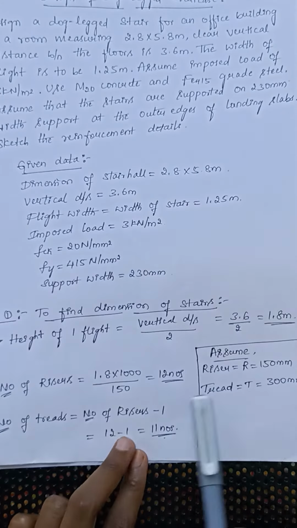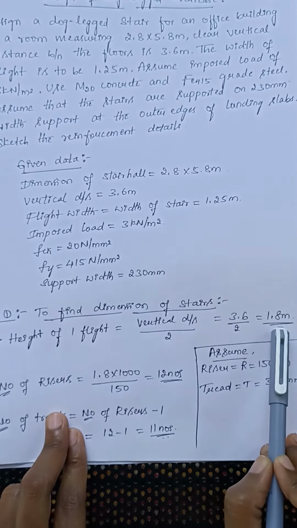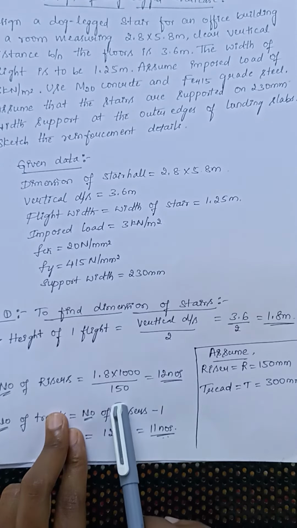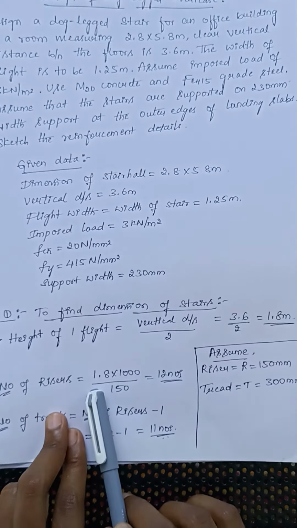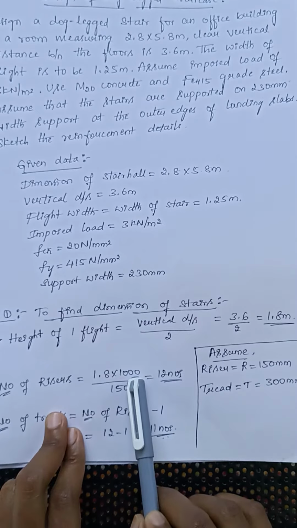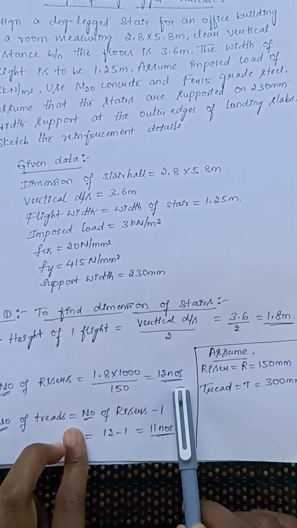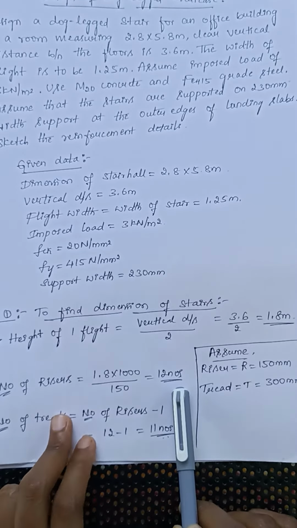Now to find the number of risers, we need to divide the height of one flight by the height of the rise. Here the height of the rise is 150 and the height of the flight is 1.8 meter. Let us convert that into mm by multiplying it by 1000. Now on simplifying these two, we get a value of 12 numbers. So this represents the number of risers that has to be provided in the staircase.